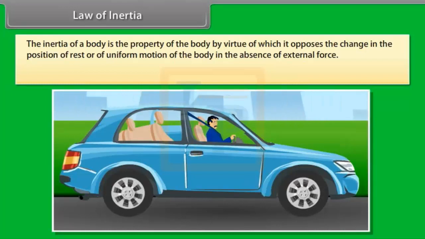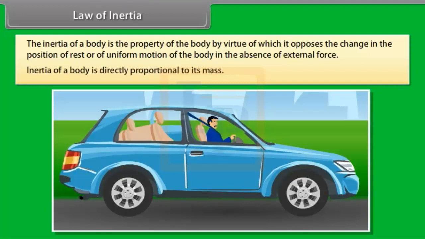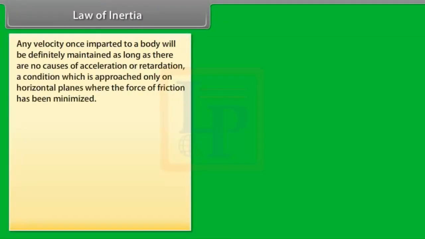Law of inertia. The inertia of a body is the property of the body by virtue of which it opposes the change in its state of rest or of uniform motion in the absence of external force. Inertia of a body is directly proportional to its mass. Any velocity once imparted to a body will be maintained as long as there are no causes of acceleration or retardation, a condition which is approached only on horizontal planes where the force of friction has been minimized.